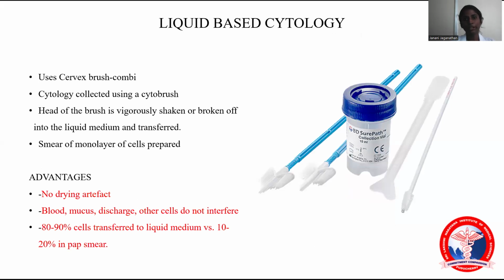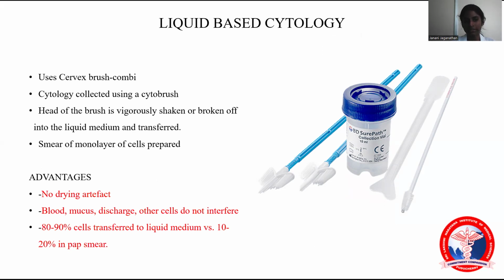The next modality for screening is liquid-based cytology. This uses a cervix brush combi. This picture is showing the cervix brush combi. Cytology is collected using a cytobrush. The head of the brush is vigorously shaken or broken off into the liquid medium and transferred. A smear, a monolayer of cells, will be prepared from this liquid medium.